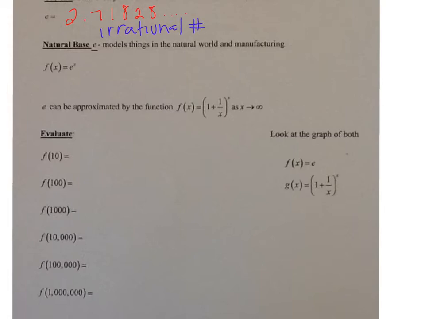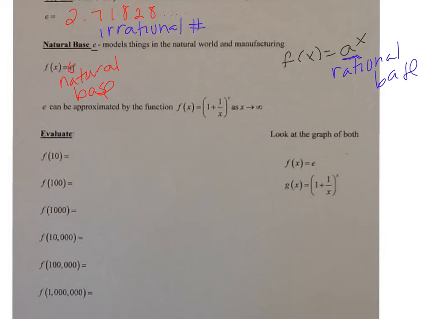All right, so now what is E used for? E models things in nature, so the natural world, and in manufacturing. So when I have the function f of x is equal to e to the x power, E, which is my base here, that's called the natural base. So remember when I did my other exponential functions, f of x is equal to a to the x power, my a, which is my base, that's a rational base.